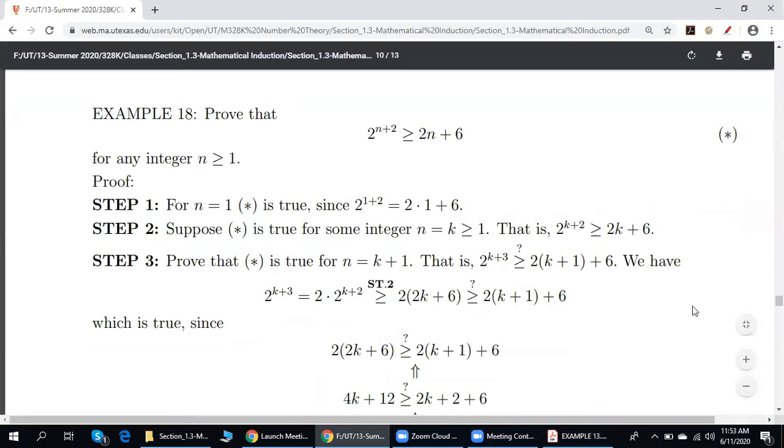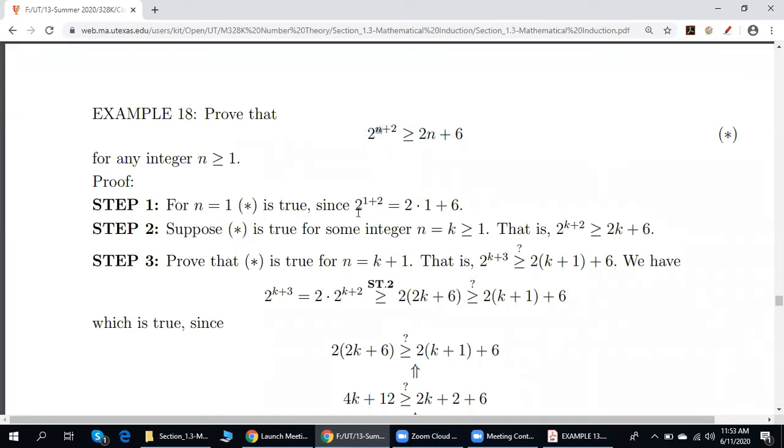Example 18. Prove that 2 to the n plus 2 is greater or equal to 2n plus 6 for any integer n greater or equal to 1. For n is equal to 1, this is true, because if we replace n by 1 here, the left-hand side becomes 2 cubed, which is 8. If we replace n by 1 here, the right-hand side becomes 2 times 1 plus 6, which is 8 again. So, for n is equal to 1, this is true.